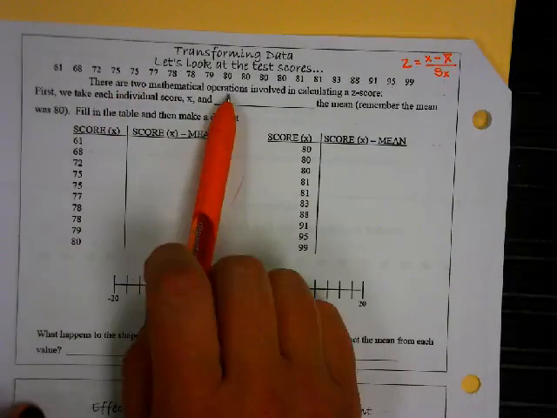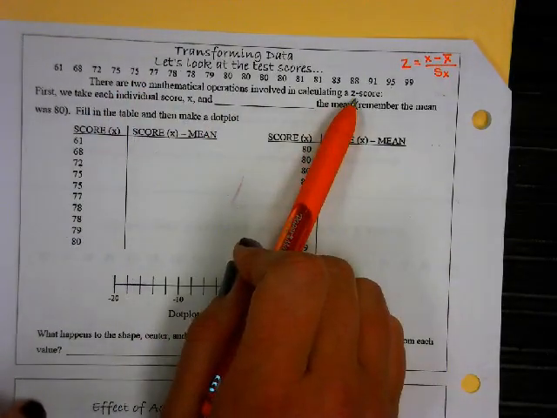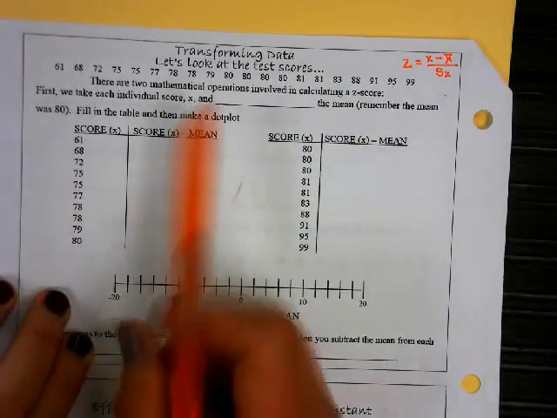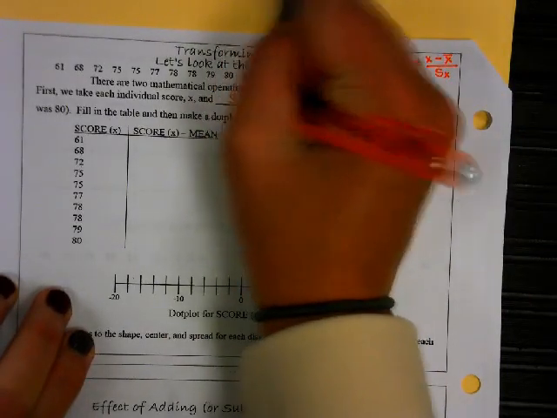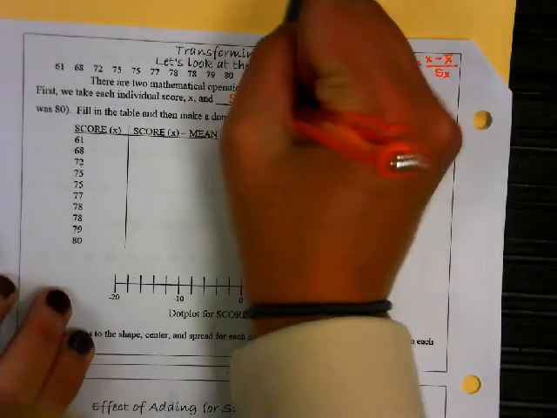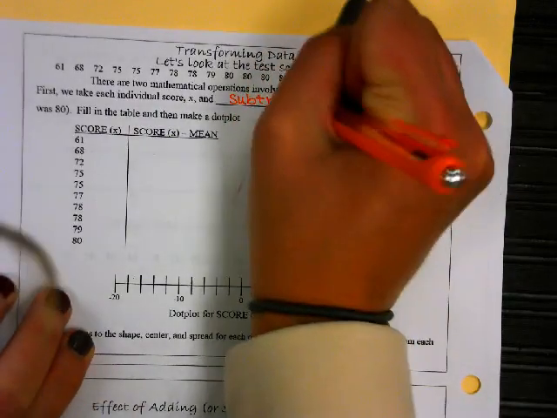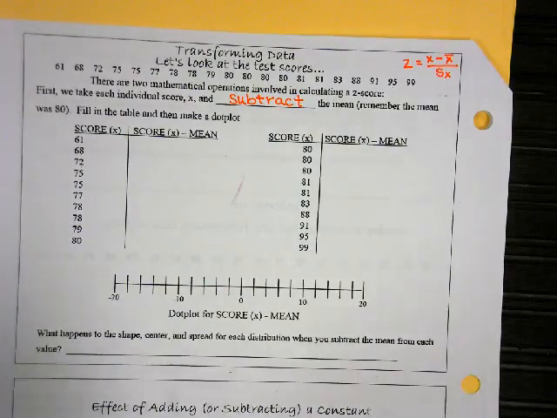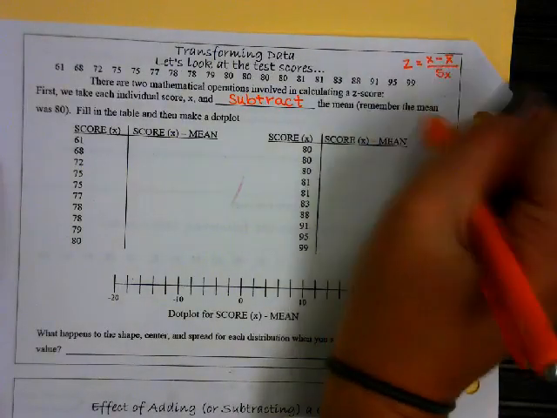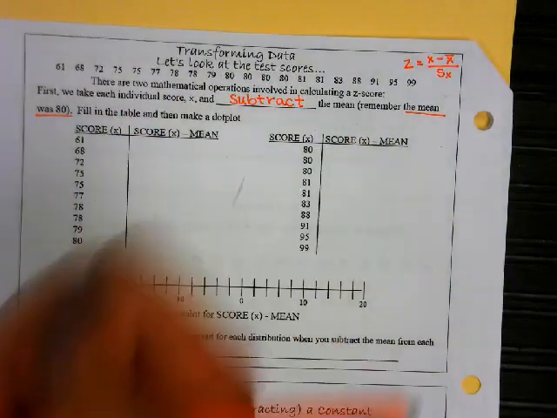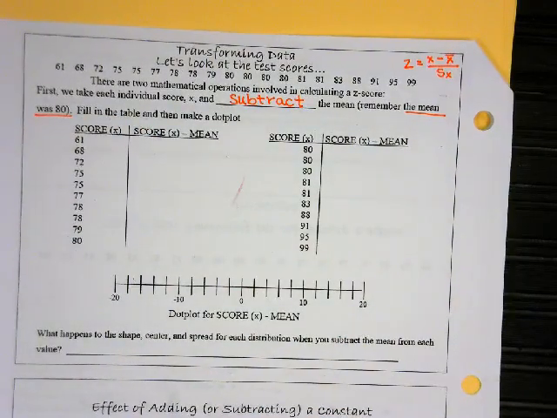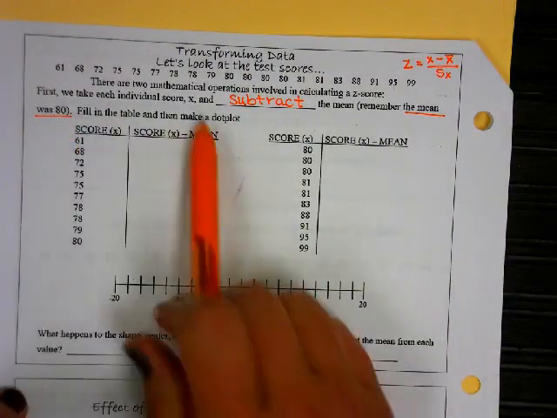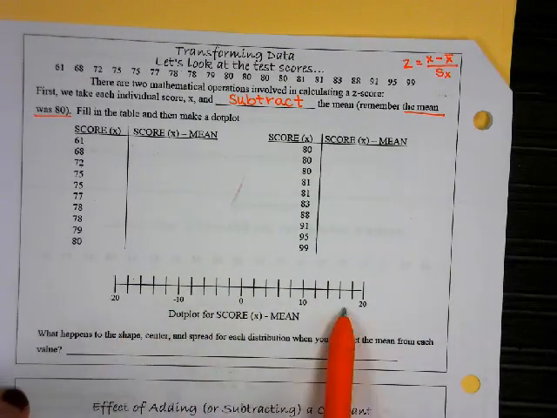So the first mathematical operation involved in calculating a z-score is subtracting. So we're going to take the individual score and subtract the mean. Now the mean had a decimal, but for the purposes of this lesson, we're going to get rid of the decimals so that we have pretty numbers. And we're going to say the mean was 80. If I remember correctly, it was like 80.1, but then we're going to have a bunch of decimals, so we're just going to say it's 80. So we're going to fill in the table, and then we're going to make our dot plot.